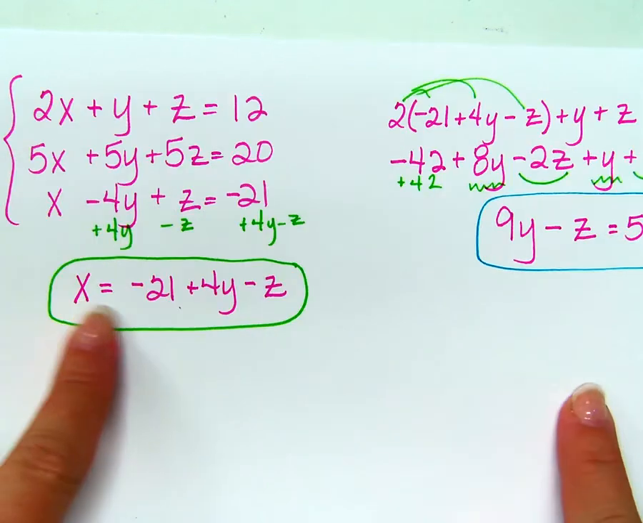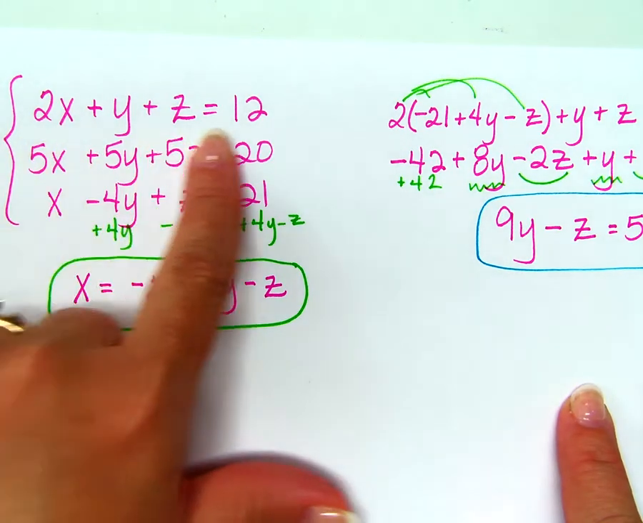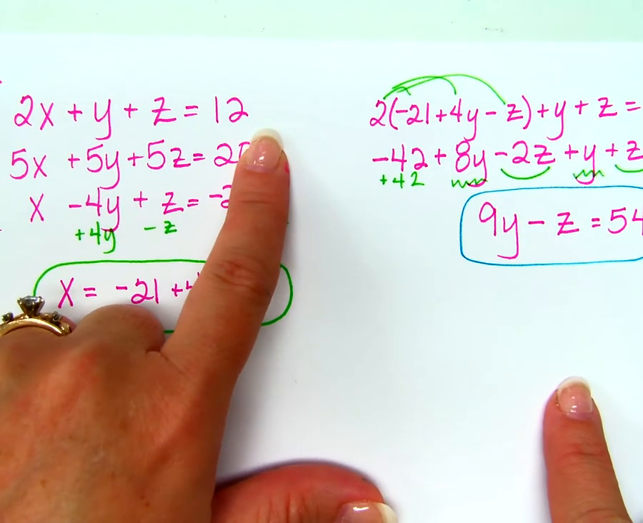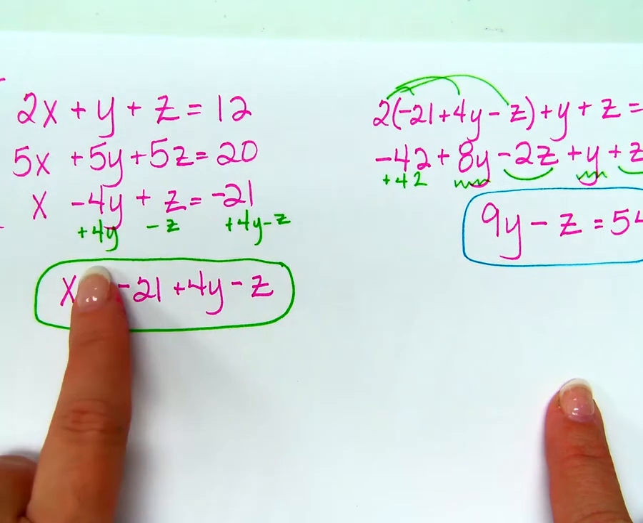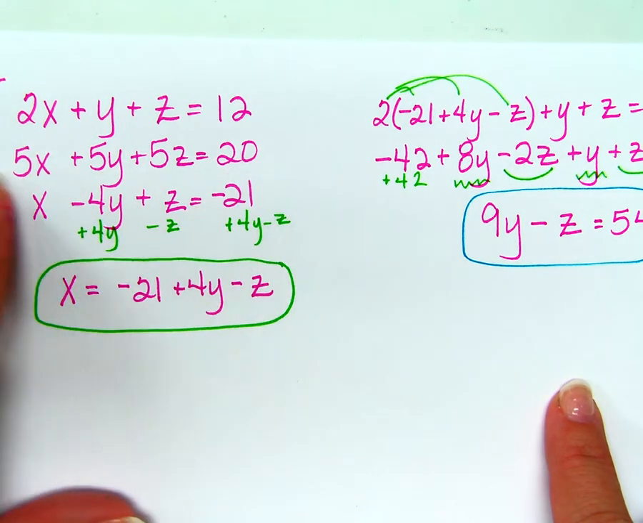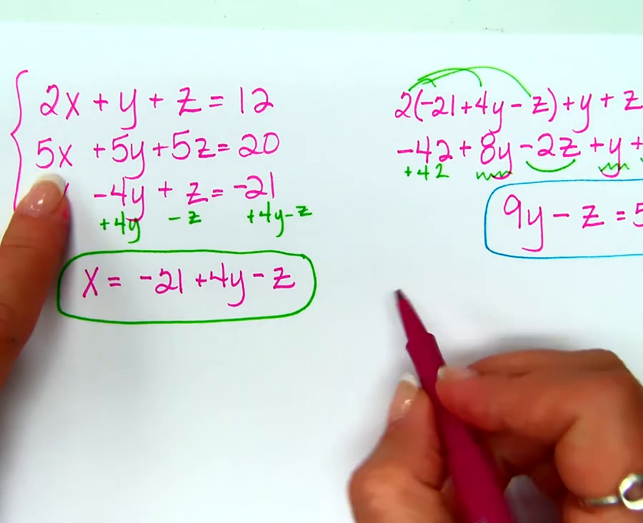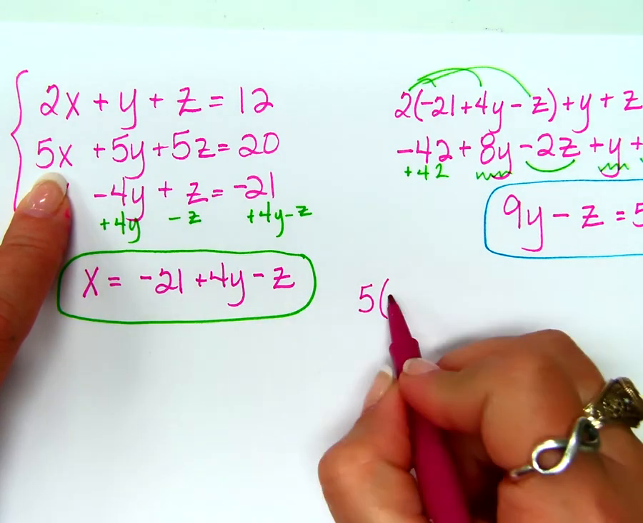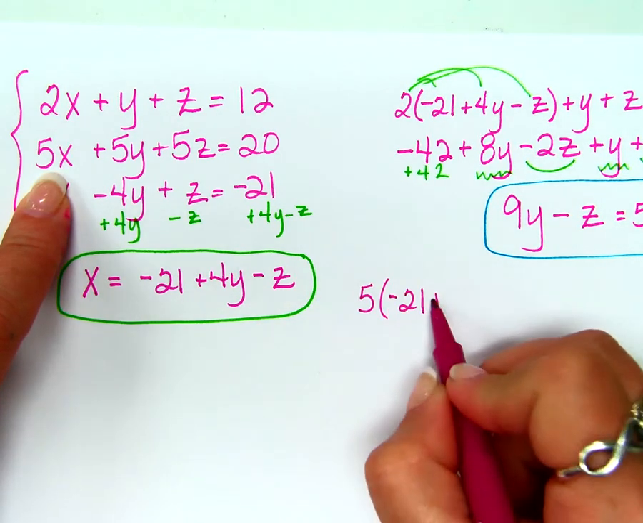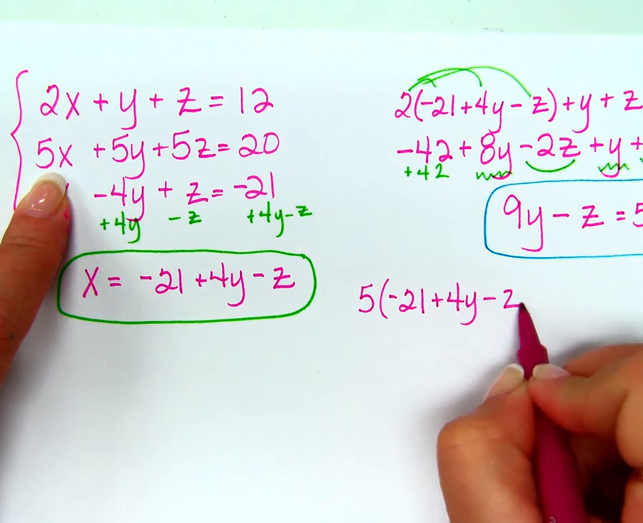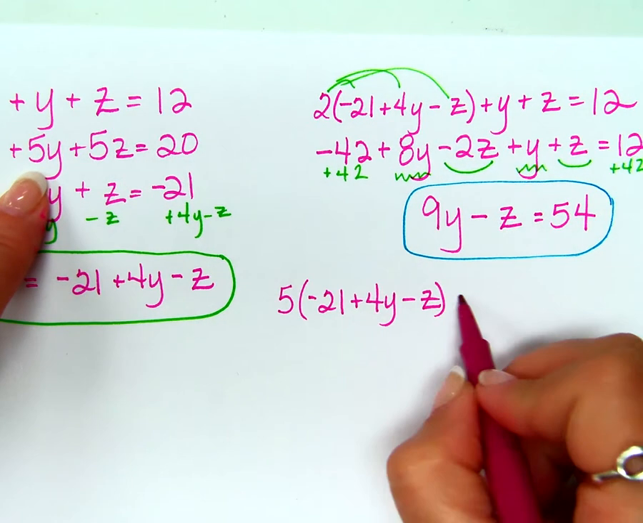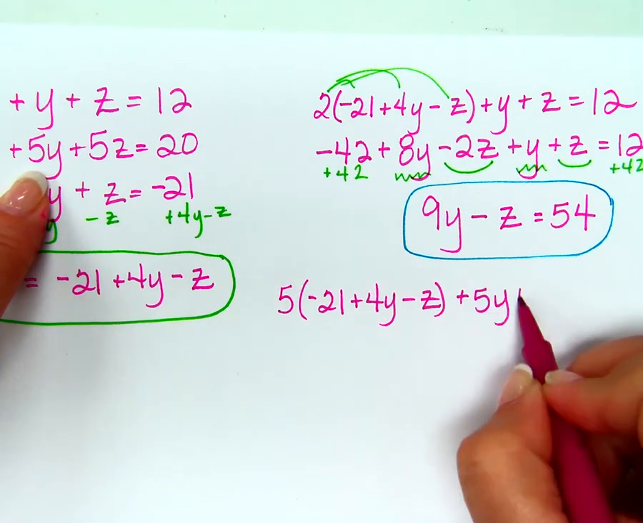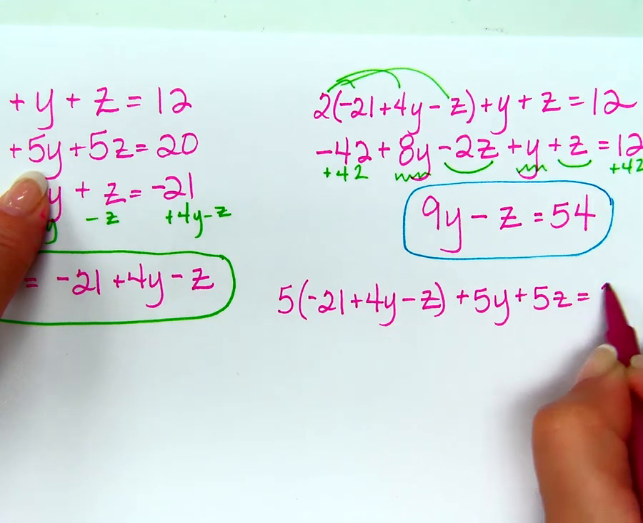I took what I knew for x and I plugged it into the top equation. So does it seem logical to get another equation with y and z? I would take this and plug it into the middle equation. Excellent. Let's do that. 5 times what I know x is, negative 21 plus 4y minus z, then plus 5y plus 5z equals 20.